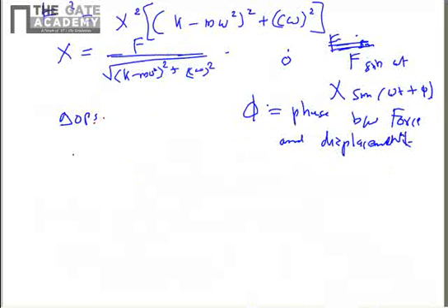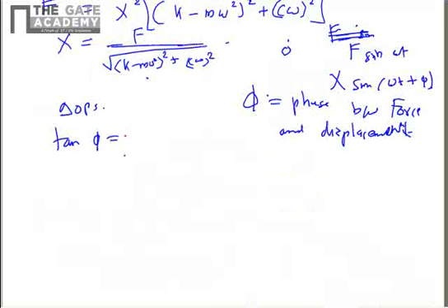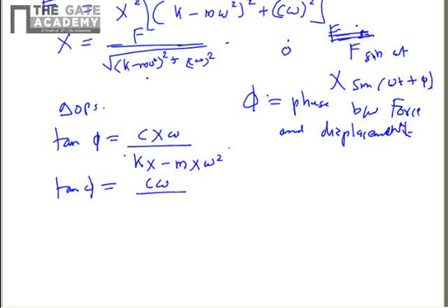Triangle OPS will give us tan phi equal to perpendicular by base. The perpendicular, you can see here, is equal to cx omega, and the base is kx minus mx omega square. So you get cx omega in the perpendicular and kx minus mx omega square in the base. X you can cancel out everywhere. You get tan phi equal to c omega by k minus m omega square. So we have our final solution: x is equal to this and phi is equal to this.